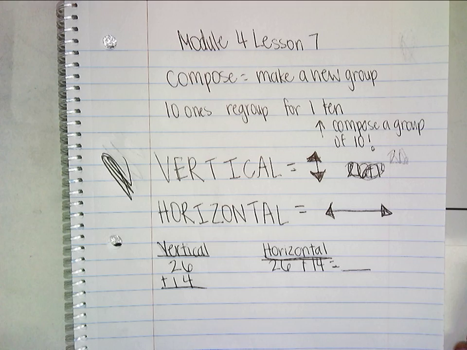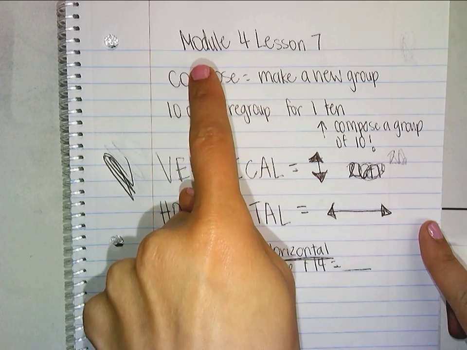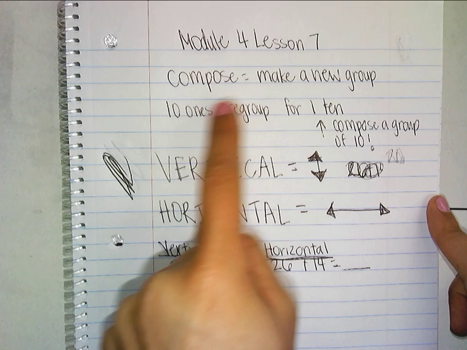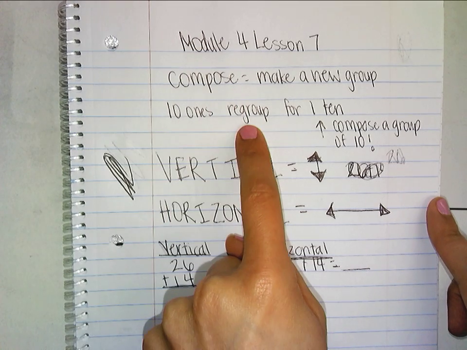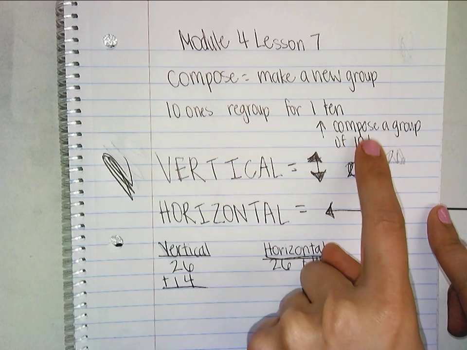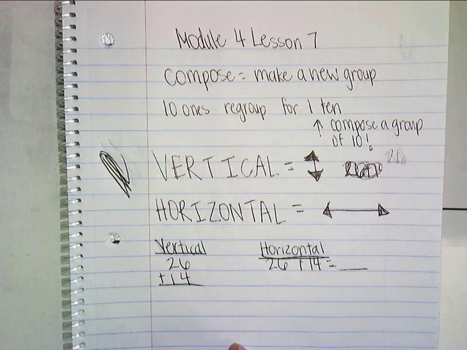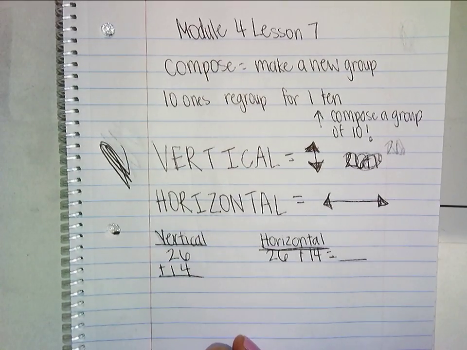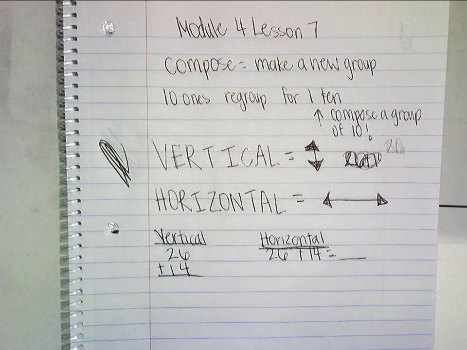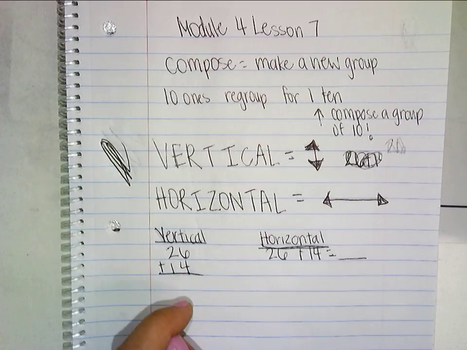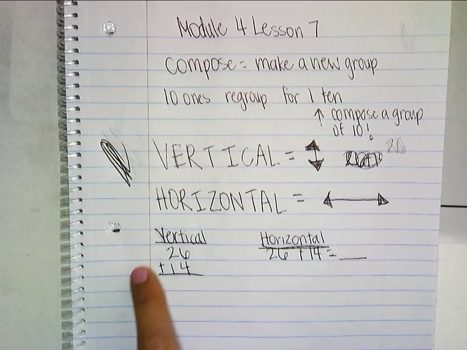So when we made that new group of 10, remember we call that composing. When you compose, it means you make a new group. 10 ones, you regroup for 1 ten, or you compose a group of 10. So today you're going to practice the same exact skill when you're adding. If you have 10 ones, you're going to compose a group of 10 and regroup it. But today you're going to practice showing that on an equation.